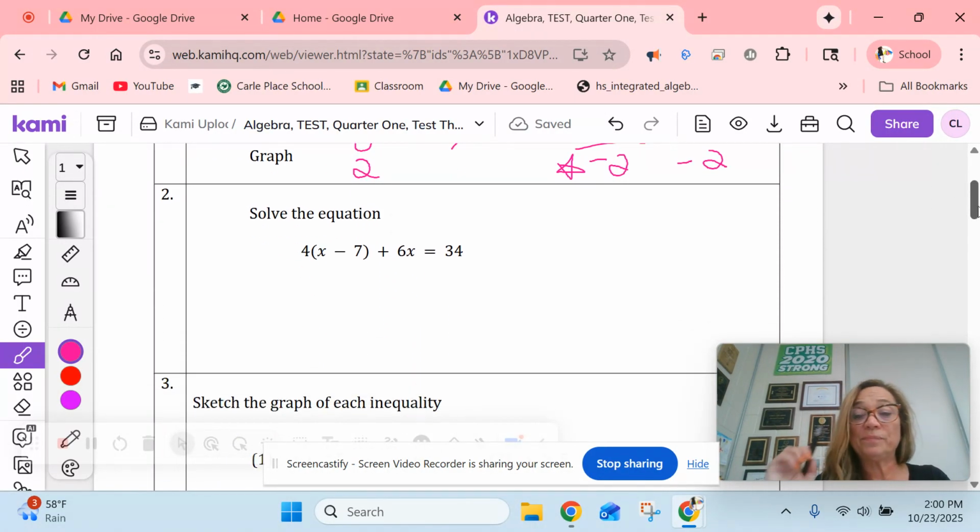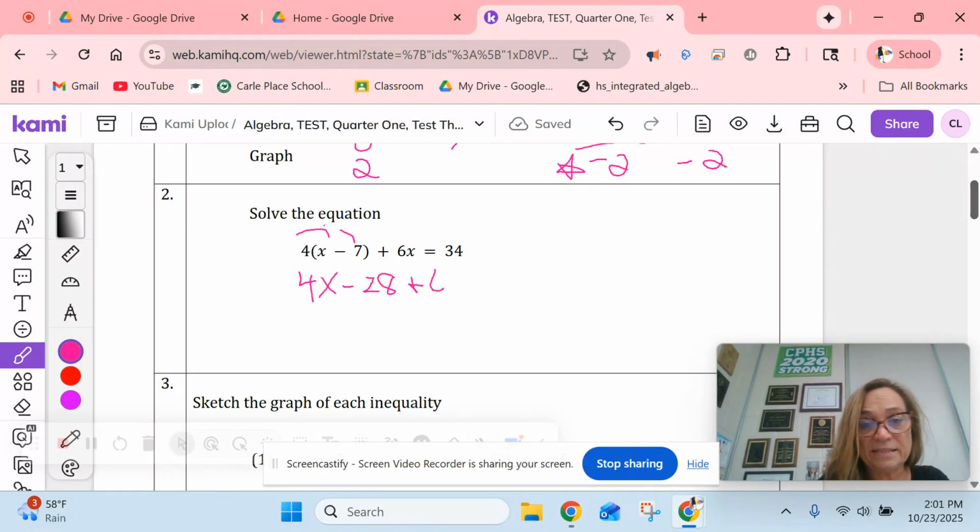Solve the equation. So anytime you get a numerical answer, you can check this. And you should be checking these on your calculator by storing the value for x. So first, I'm going to use the distributive property. That gives me 4x minus 28 plus 6x. I'm going to combine the like terms. That gives me 10x minus 28.